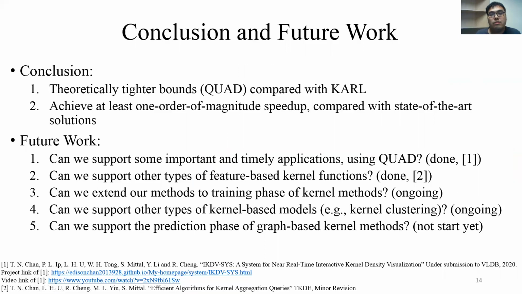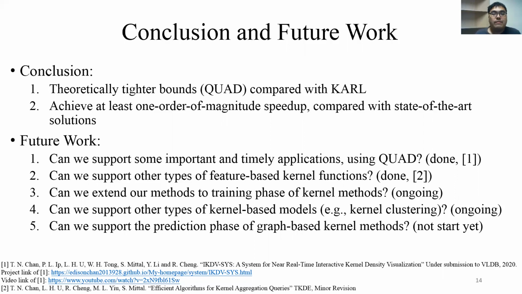We want to conclude and propose our future work. The first one is that we provide theoretically tighter bounds compared with KARL, and our method can achieve at least 1 order of magnitude speedup compared with the state-of-the-art solutions. For our future work, we propose 5 future directions.